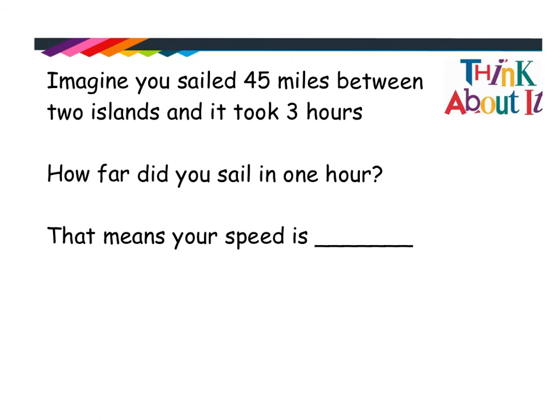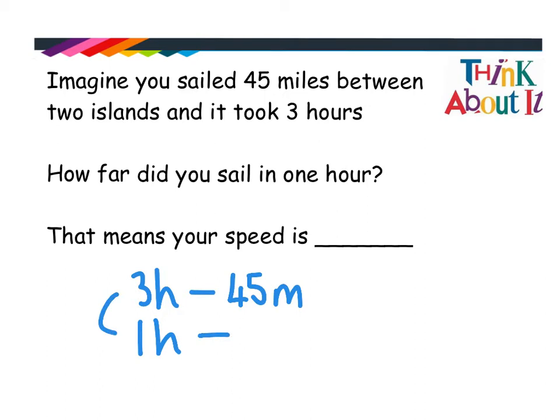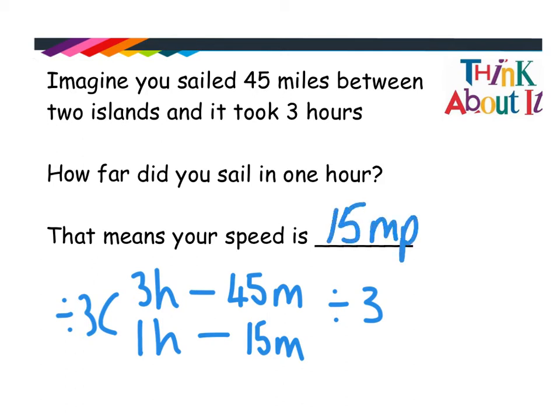So, something I want you to think about. I think it's important that you come up with a formula yourself. You have to somehow memorise this formula, and common sense could kick in and help you out with it if you've got any. So imagine you sailed 45 miles between 2 islands and it took you 3 hours. How far would you be able to travel in 1 hour? So 3 hours takes you 45 miles. What would 1 hour take you? So clearly here we are dividing by 3. So we do the same over here. 45 divided by 3 is 15. So in 1 hour, you're travelling 15 miles. That means your speed is 15 miles per hour.